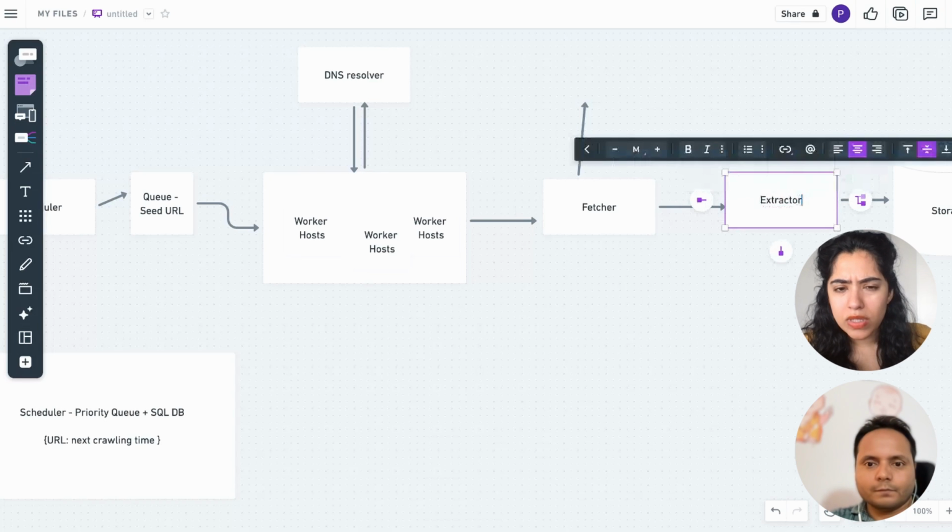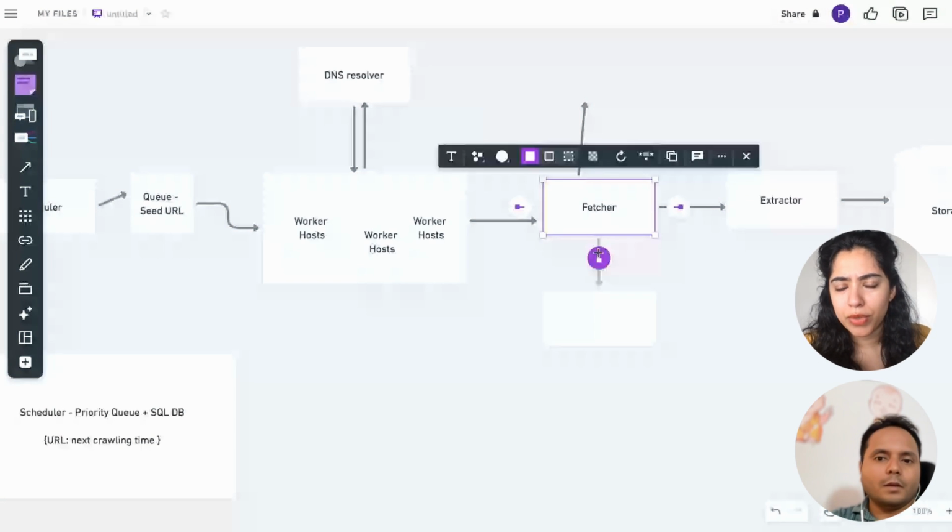Go over that just one more time. What's the purpose of adding this extractor here? What was the problem you were trying to solve?